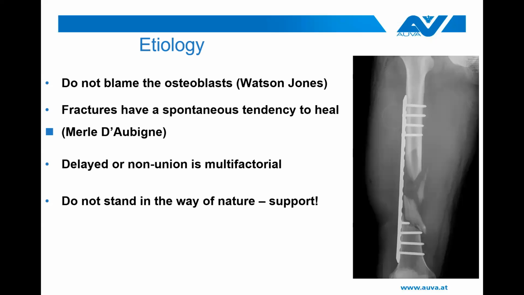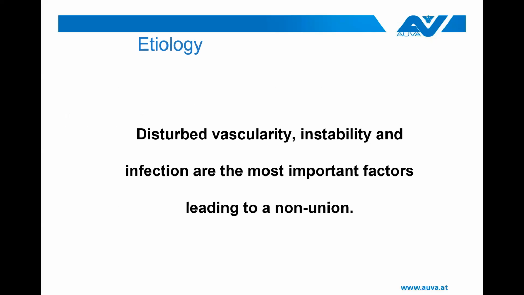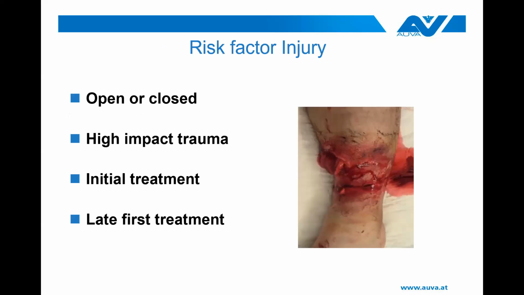And we have many factors which are harming the union of bone. So our plan or our achievement has to be to support nature and not to stand in the way of nature. So vascularity, stability, and infection. These are the biggest problems of non-union.